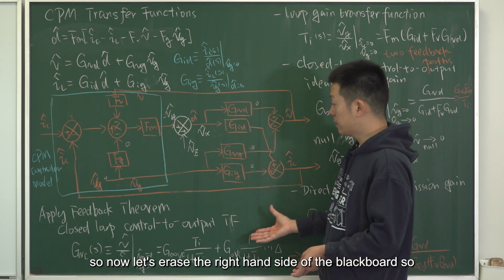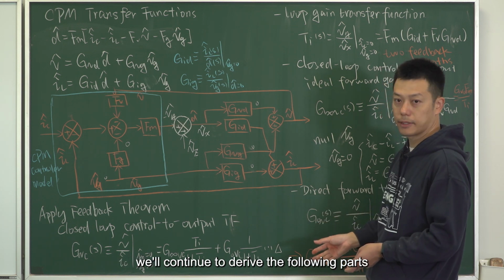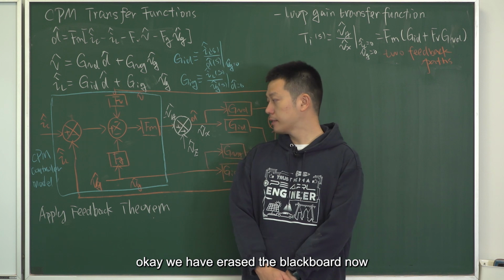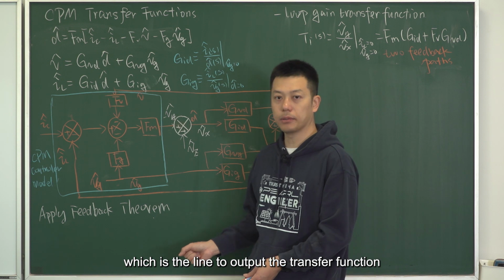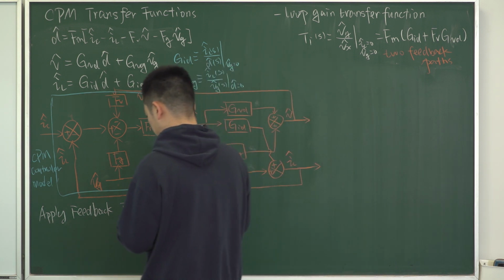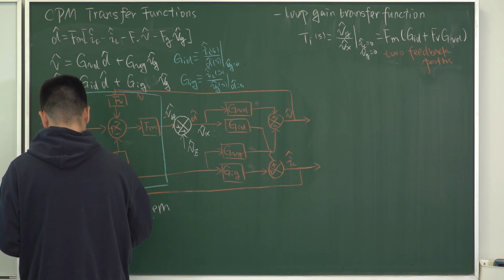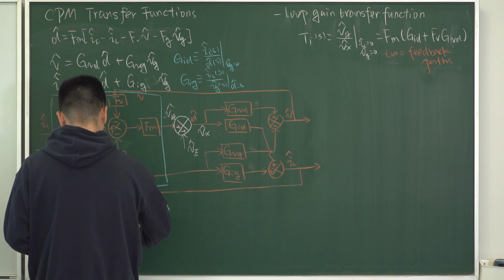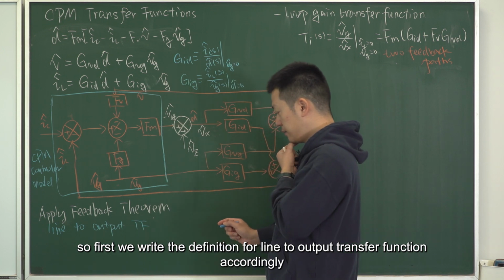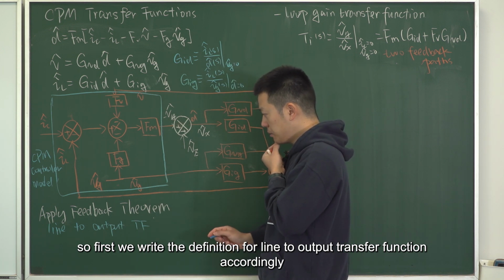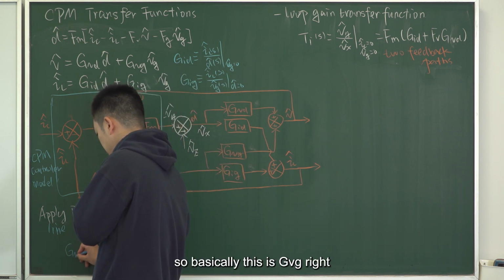So now let's erase the right-hand side of the blackboard. So we'll continue to derive the following parts. Okay, we have erased the blackboard. Now let's try to derive the other transfer function, which is the line to output transfer function. So first, we write the definition for line to output transfer function accordingly. So basically, this is GVG, right?